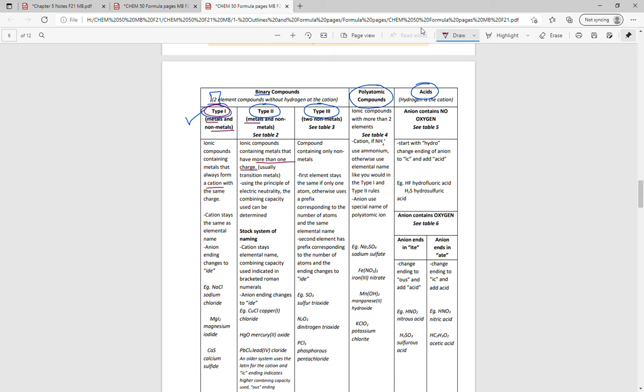And those we had two different ways of naming. We had the stock naming system, which is the Roman numerals in brackets after the cation, and then we had the Latin system, where it was the Latin base name ending in either ic or us, depending on the combining capacity used. The third kind that we talked about were non-ionic, so these were two non-metals together.